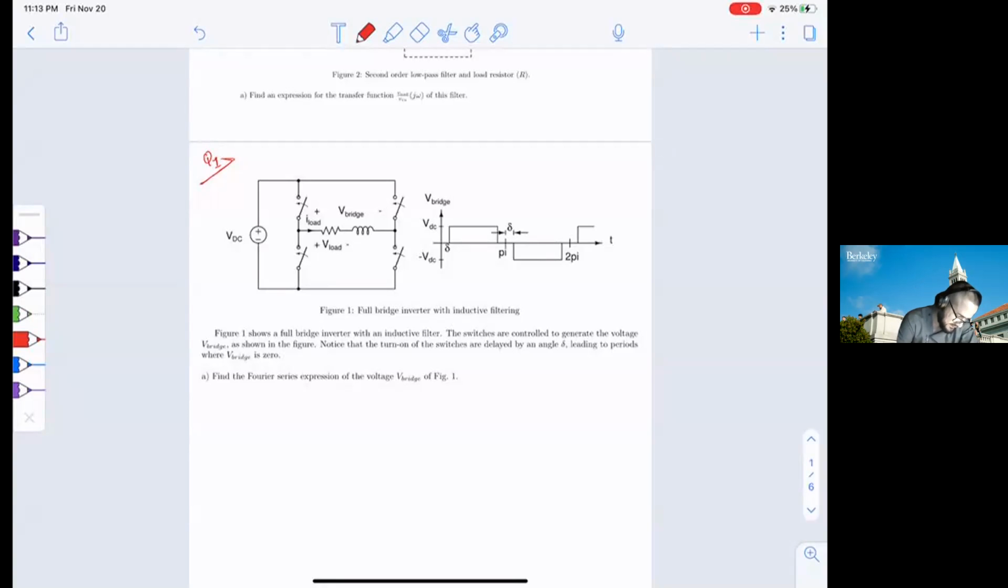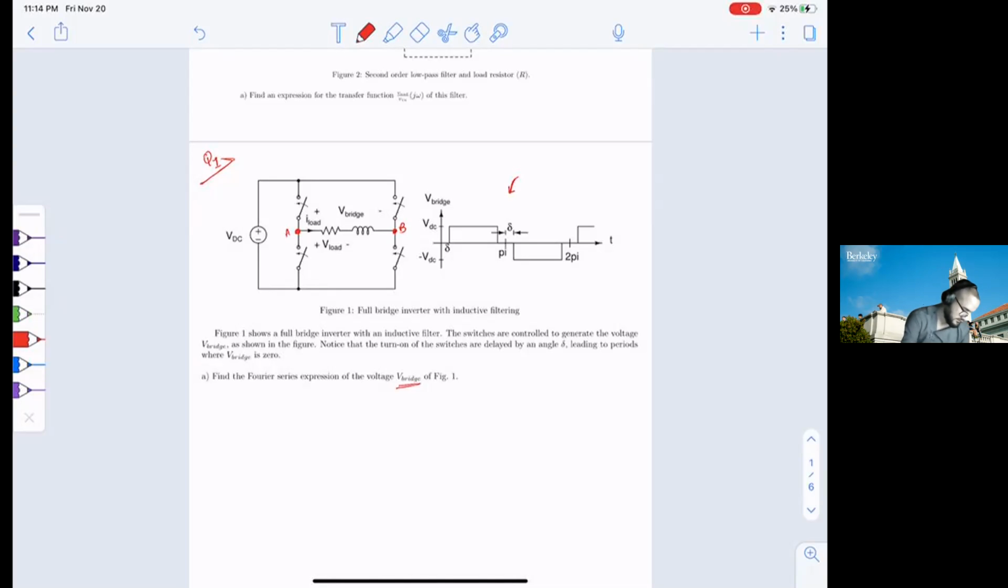For this question, part A is asking us to find the Fourier series expression for the V bridge, which is the voltage across these two nodes. Let's just label them A and B. We do know that V bridge looks like this.